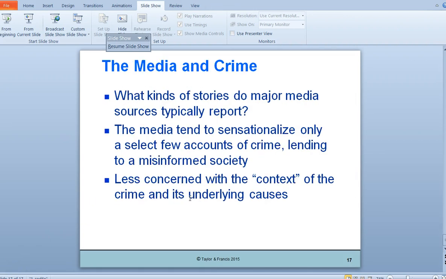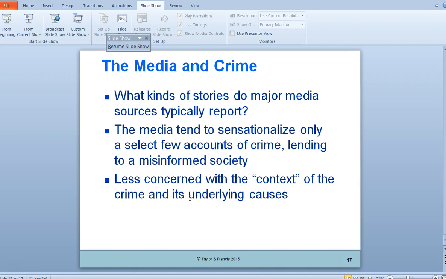And last, the media and crime. How does the media impact crime? How does it impact how we react to crime? So what kinds of stories do the major media sources typically report? I want you to think about this question and bring some answers to class.